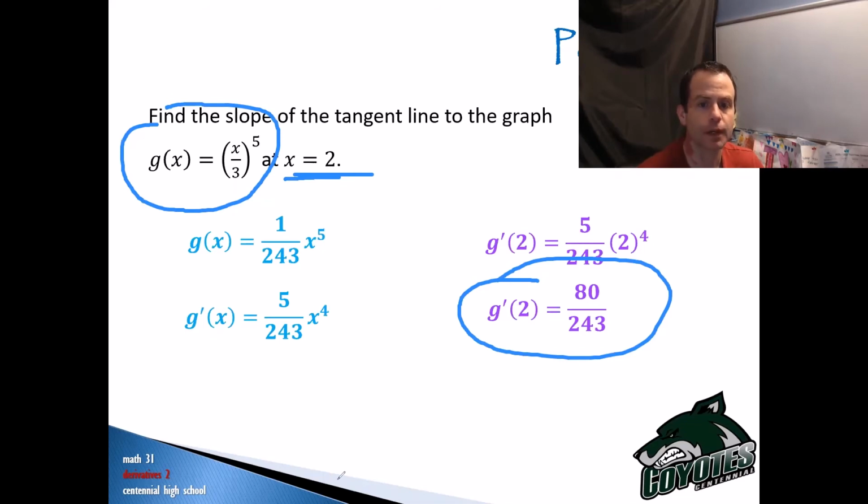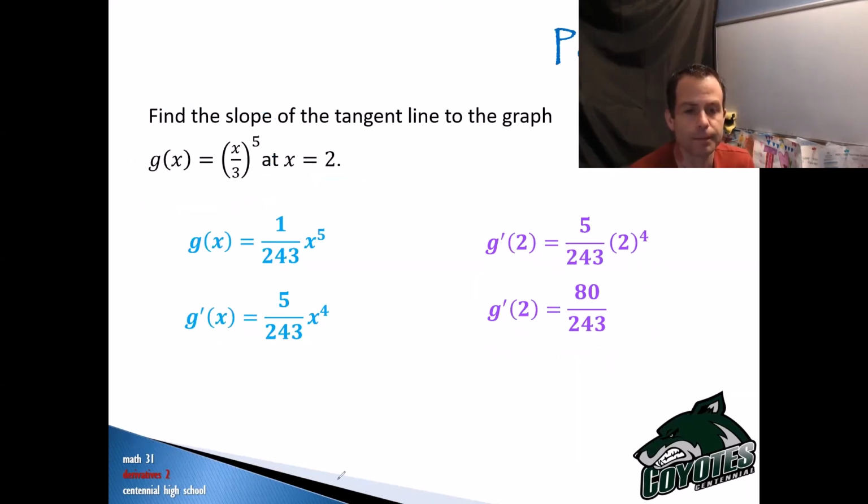I know I've been saying that over and over again, but I really want you to have a picture. I don't want you to just work blindly with numbers. I want you to have a picture of what we're doing and why we're doing it. It still all connects back to trying to find the slope of a tangent line.